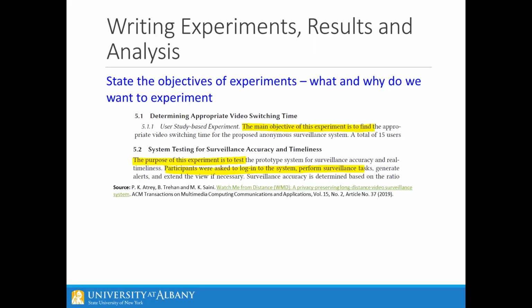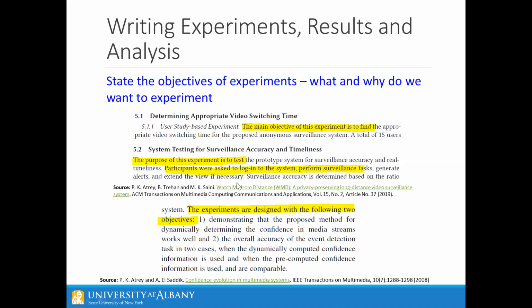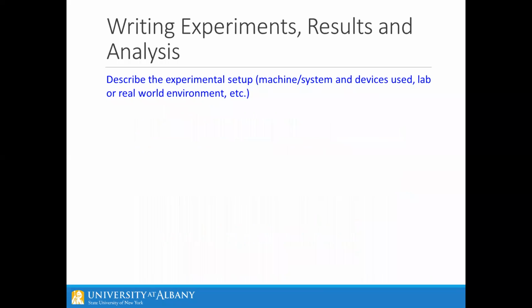If you're developing a mobile app, you may be asking different users to use that app and see what the usability of that app is, how easy it is to use, and not only that, but also whether it is able to perform certain functions or not, and how timely and how accurately you can perform those functions. What is the accuracy, the timeliness, the efficiency? Another example is the experiment is designed with the following two objectives. So you list down the objectives of the experiments.